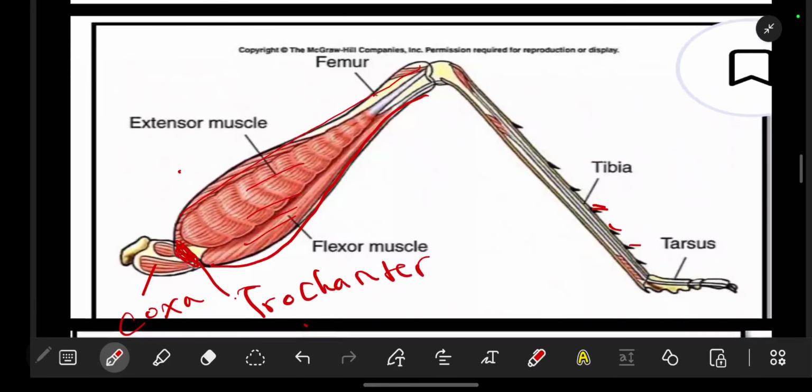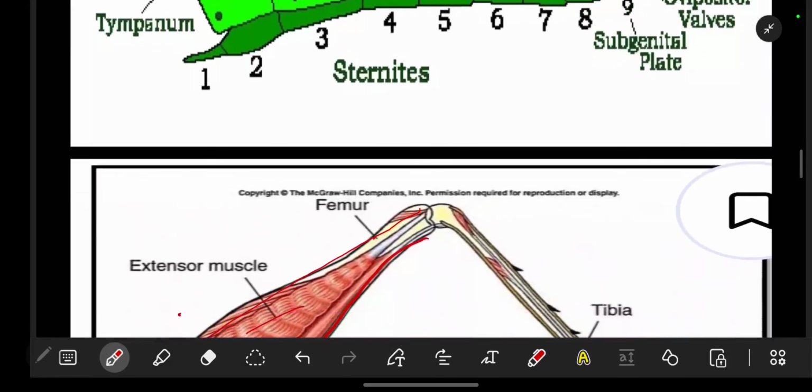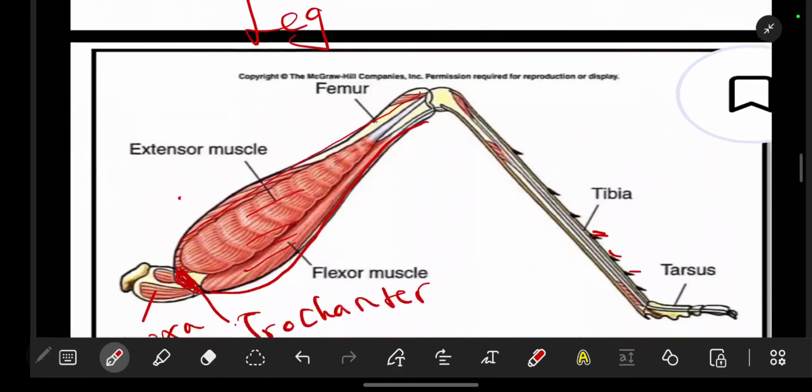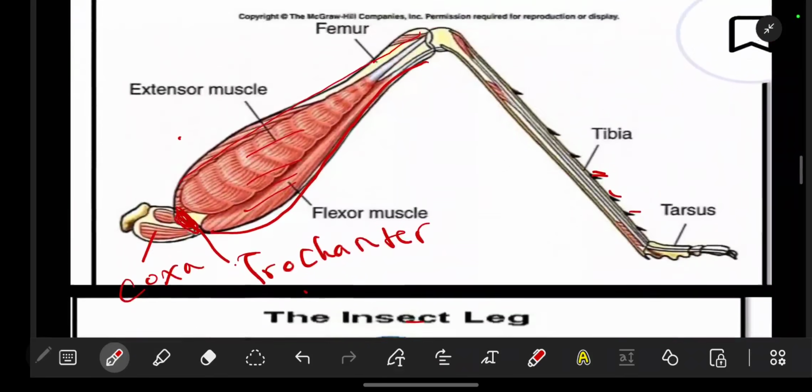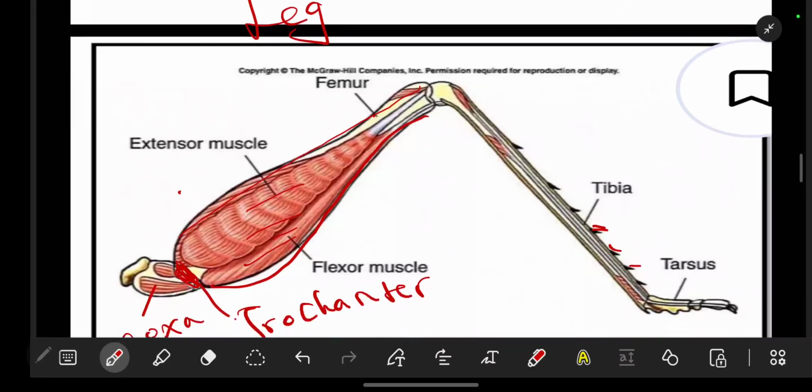Yeah, so this is basically it for the insect's structure, or rather the leg. So the leg is very important. They will ask you during an exam. So this is how you draw the leg of an insect. Now what are their functions?